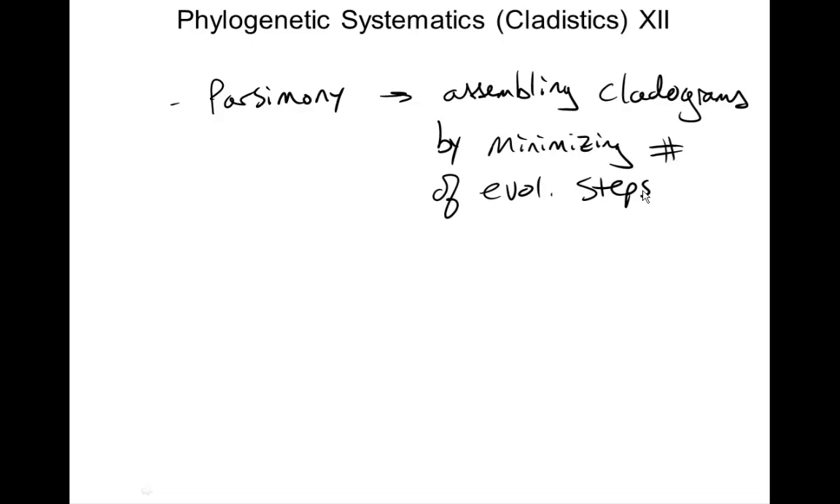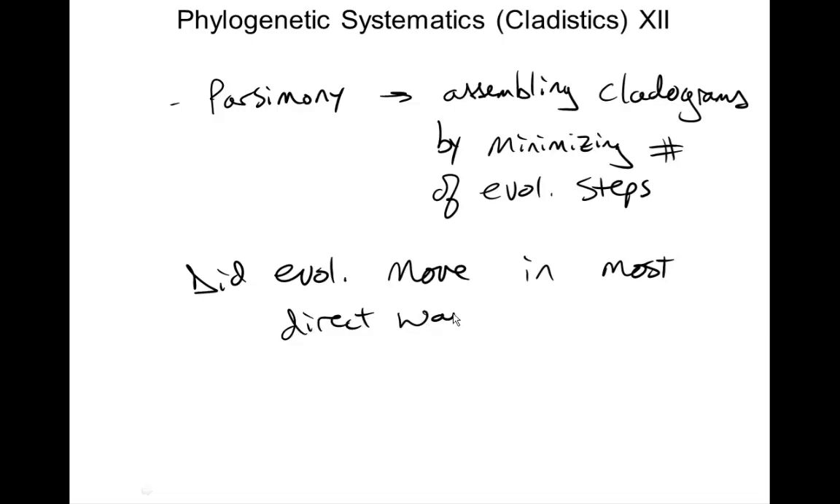But the problem is kind of a question. Can we assume that animal evolution moved from one form to another in the most direct way possible? So really, did evolution move in the most direct way possible? And perhaps this is something that we can discuss as we discuss this material of cladistics when we meet next time. So an interesting thing to think about: is parsimony an issue, or is it a blessing or a curse?